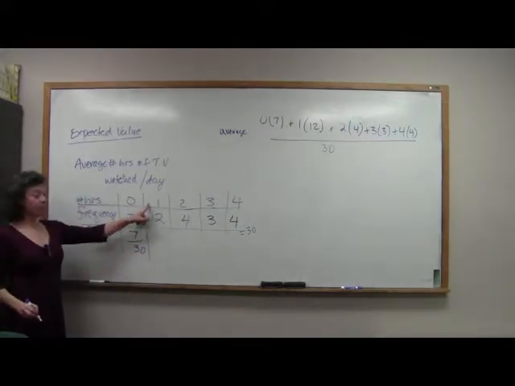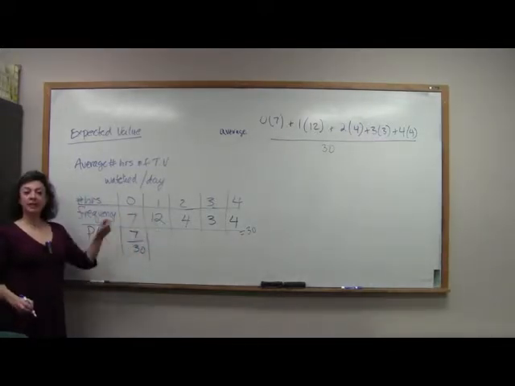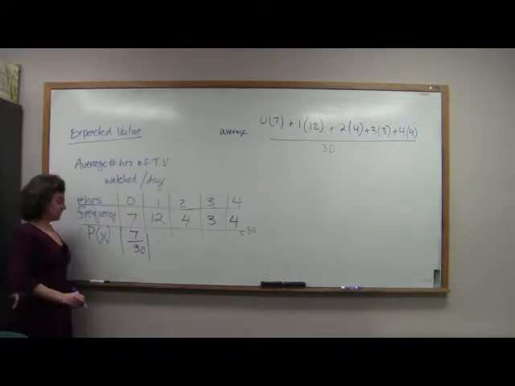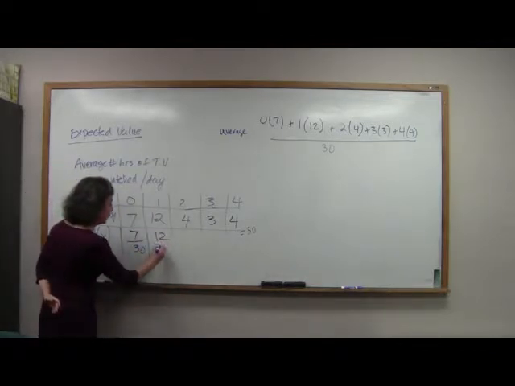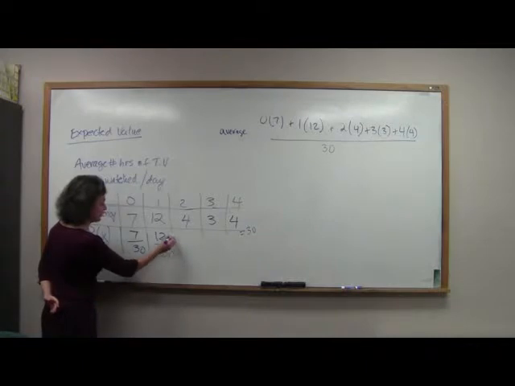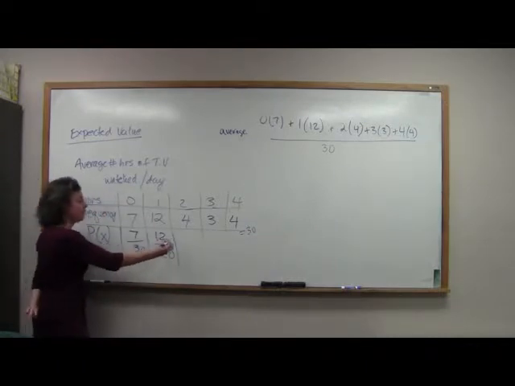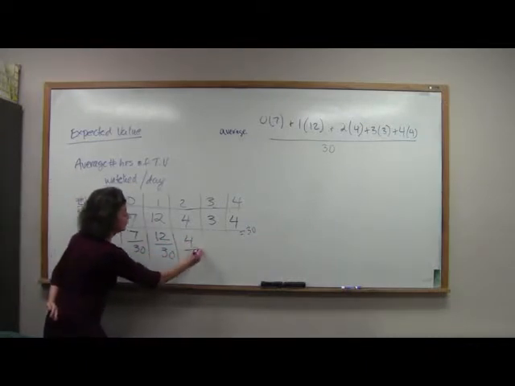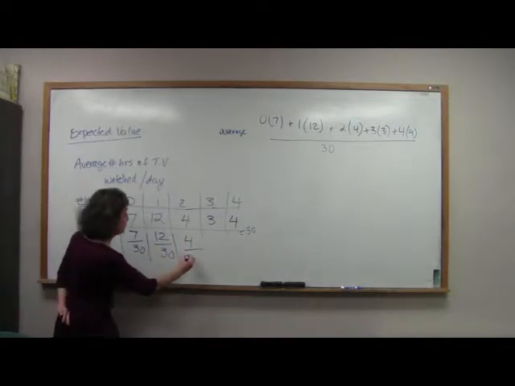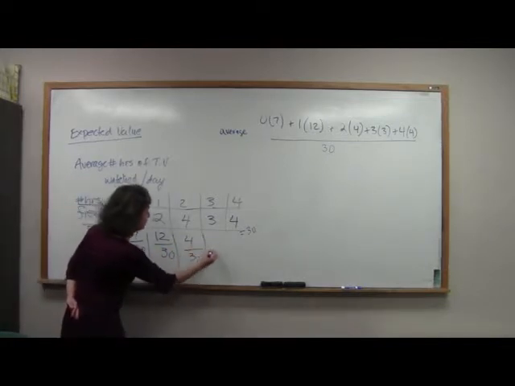How about the probability that they watch 1 hour of television per day? That's 12 families over 30. Again, what do we do? We just take the frequency, the number of ways it can happen, divided by the total number.